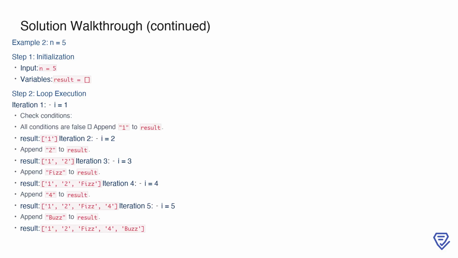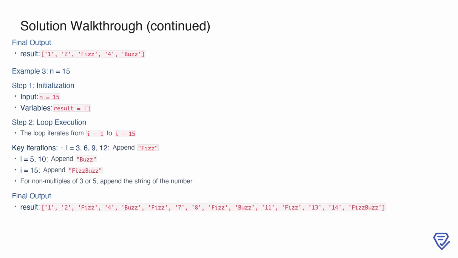This demonstrates how the logic scales as we handle numbers up to 5, ensuring that we correctly identify multiples of 3, 5, and both. Finally, let's examine a larger example where n is 15. After initializing an empty list result, the loop iterates from 1 to 15. For multiples of 3, such as 3, 6, 9, and 12, we append Fizz. For multiples of 5, such as 5 and 10, we append Buzz.